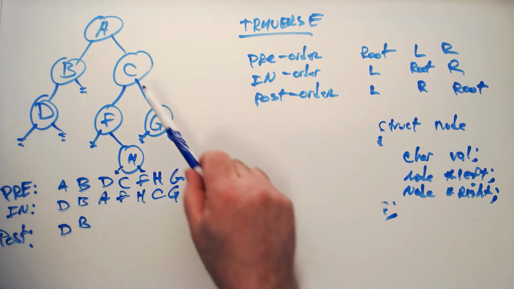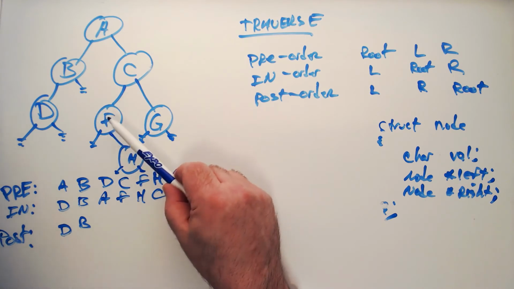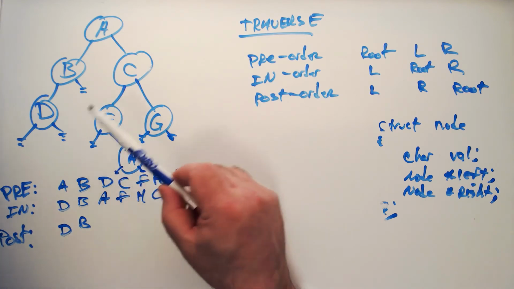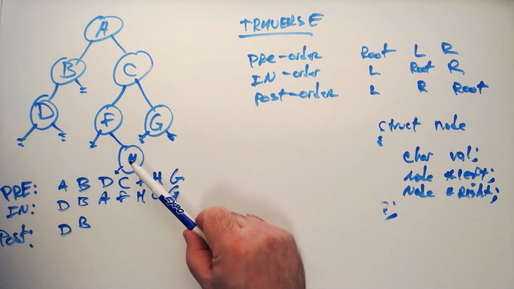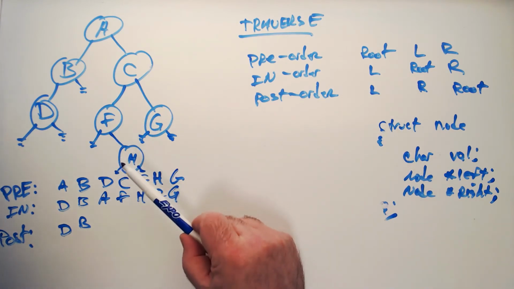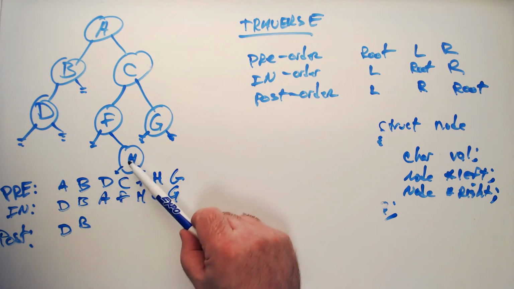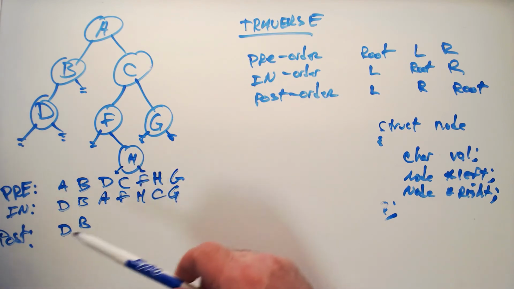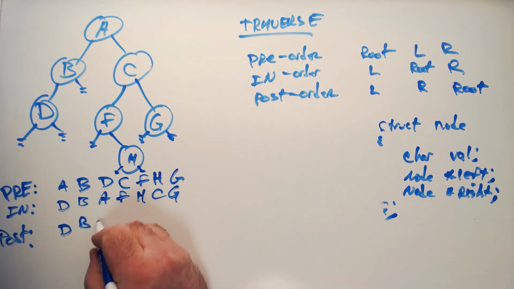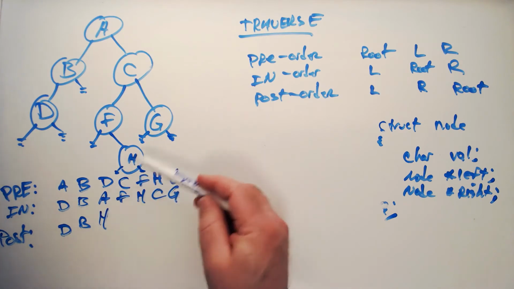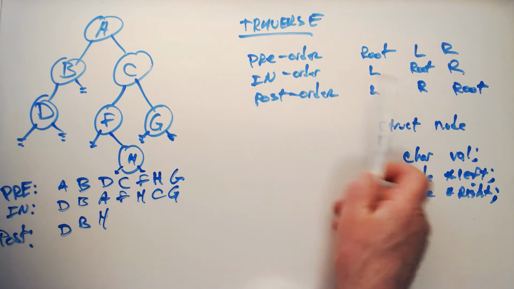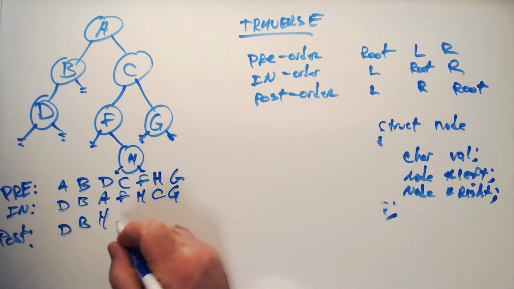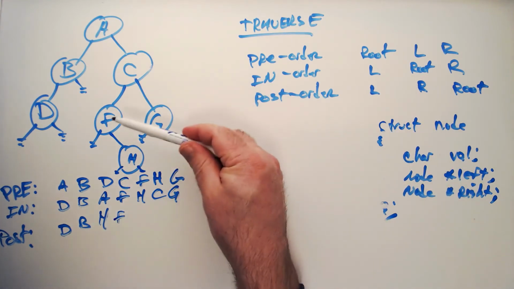C visits his left child. F visits his left child. Nothing to do. F now is done with his left child, moves on to his right child, which is H, rather. H visits his left child. Nothing to do. H visits his right child. Nothing to do. Visits himself. Prints out his value. F is done with his right child, continues on where he left off by visiting himself. So F now prints out his value.